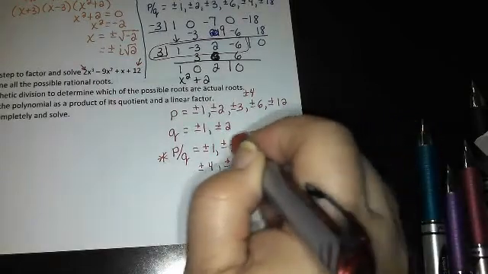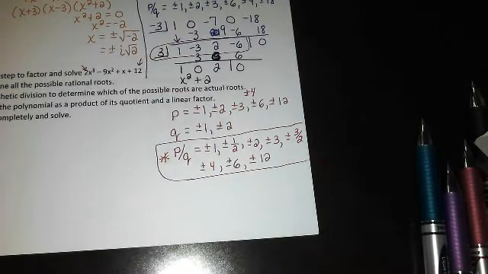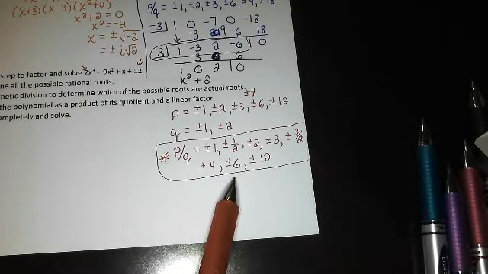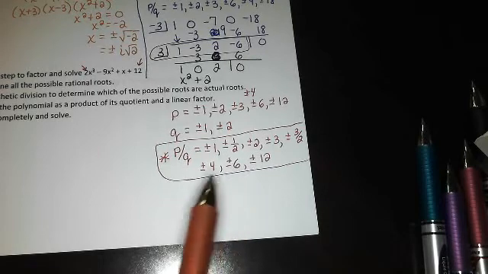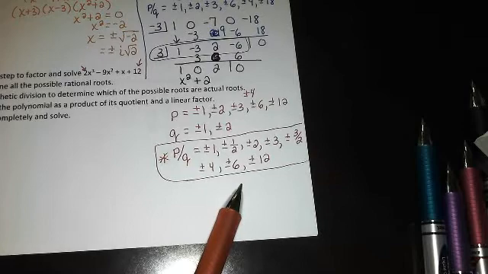So this would be the answer to that question. List all the possible rational roots. So what we're saying is not that every single one of these is a root, but we're saying if there's a root, it's one of these. So we just narrowed our list down of what we need to look for.